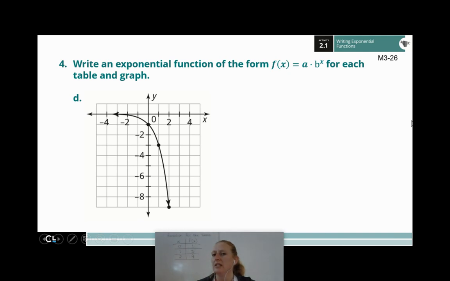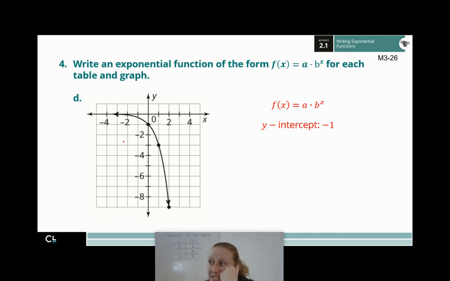Last but not least, the graph. How did you do with the graph? I'm curious how you did with the graph. So again, f of x equals a times b to the x power. So this means I've got my y-intercept right here. And it looks like my y-intercept is at, was it -1, -2, -3? Oh yeah, looks like my y-intercept is at -1. So that's convenient. Now, did you have a hard time finding the constant ratio?